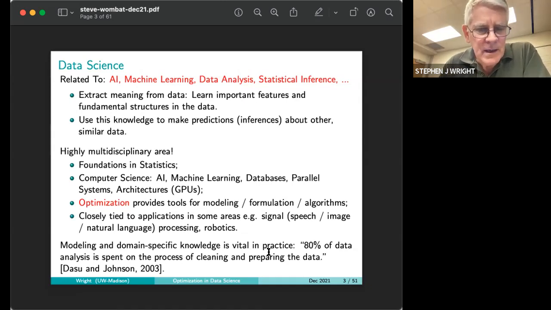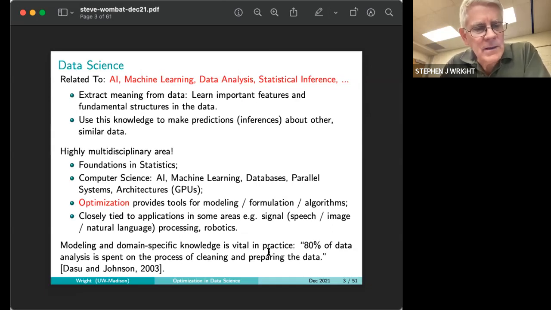And I see it as having two aspects. One is to extract meaning from data. Usually we've got large collections of data and we're trying to learn stuff from it, like important features, or fundamental structures in the data. And the second is to use the knowledge from that process to make predictions about future similar data. So glean important features or facts or knowledge that we can put to good use in the future. So it's a very interdisciplinary area.